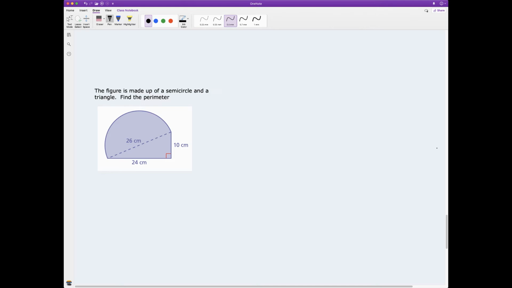What shapes do I have? I have this semicircle, so I need to find how far it is from there to there. And then I also need to find out how far it is from here up to there. For the blue, that's pretty easy. That's just 24 plus 10, and that equals 34 centimeters. Okay, that is just for the blue. What about for the green?